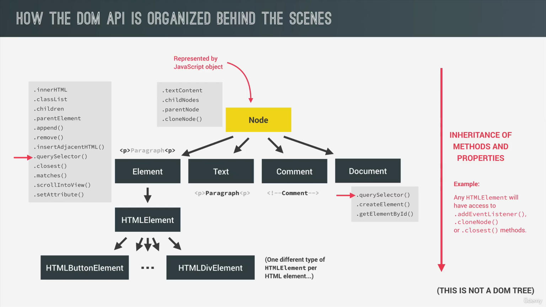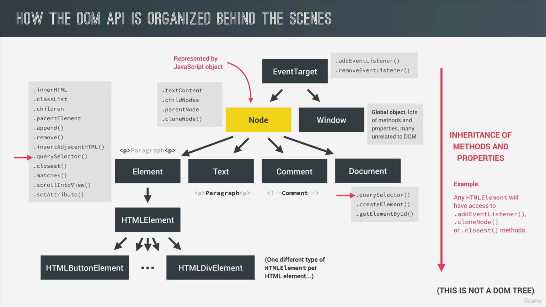All right, and now there is just one final missing piece here, because the DOM API actually needs a way of allowing all the node types to listen to events. And remember, we usually listen for events by calling the addEventListener method on an element or the document, right? So why does that actually work? Well, it's because there is a special node type called EventTarget, which is a parent of both the node type and also the window node type.